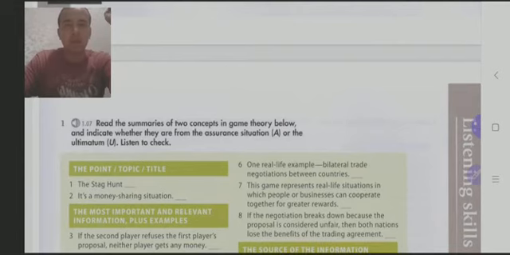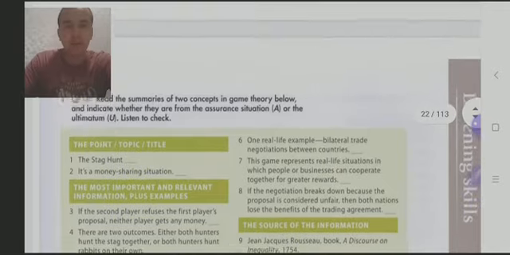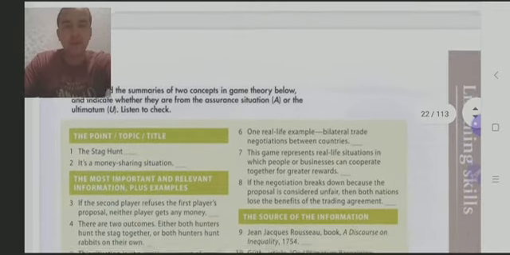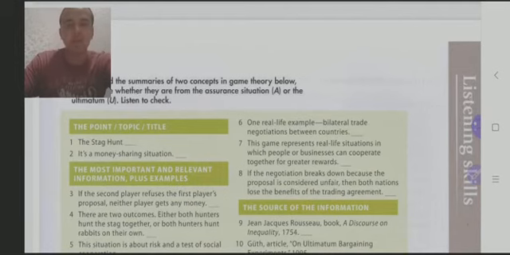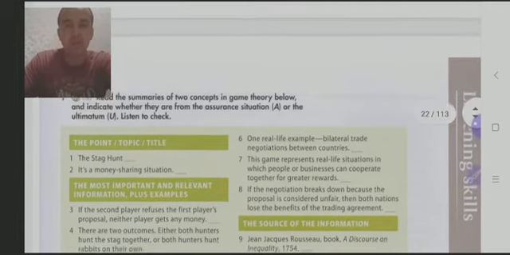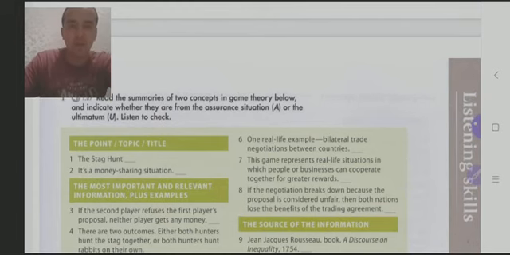Exercise 1, recording 1.07. Read the summaries of two concepts in game theory below and indicate whether they are from the assurance situation A or the ultimatum U. Listen to check. So now you have to read the summaries, and then listen and check whether you are right. The point, topic, title: 1, the stag hunt. 2, it's a money sharing situation. You have to find whether this is from the assurance situation, you put A, and whether this is the ultimatum, this is U.